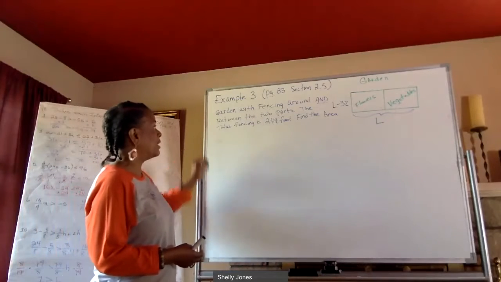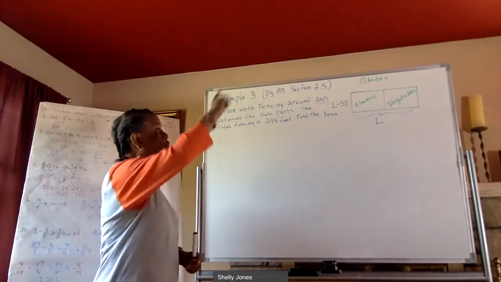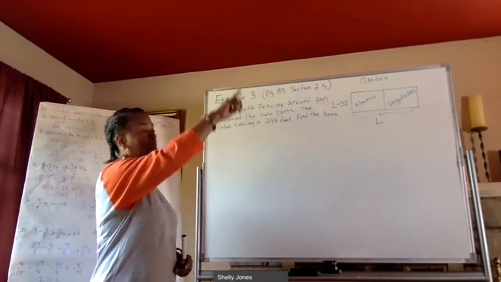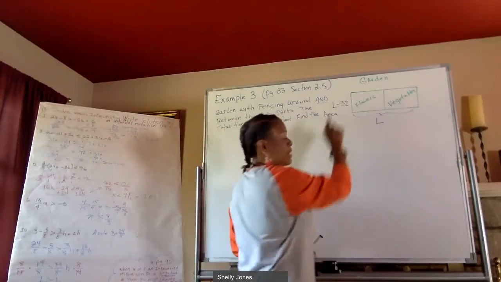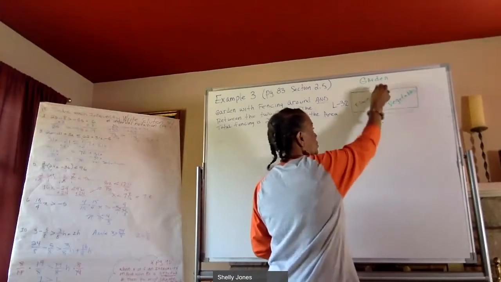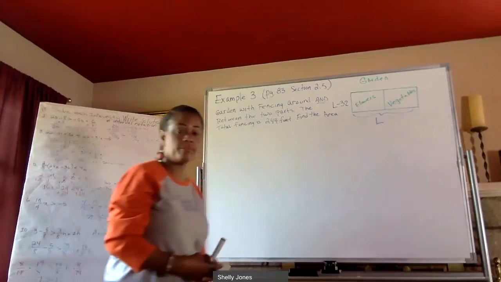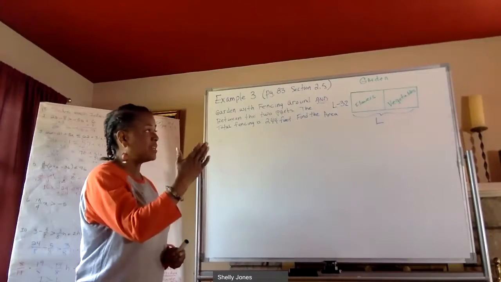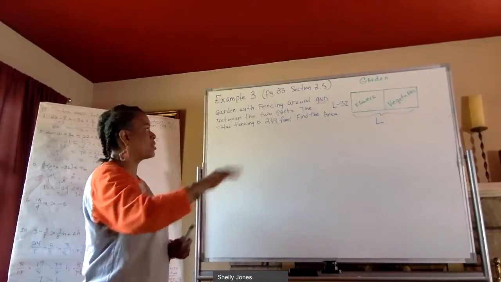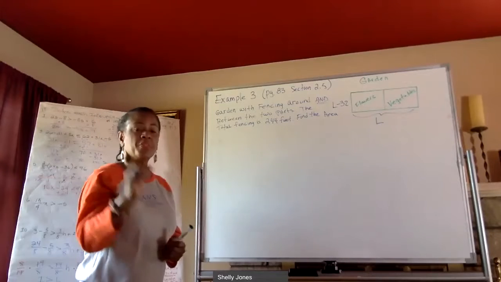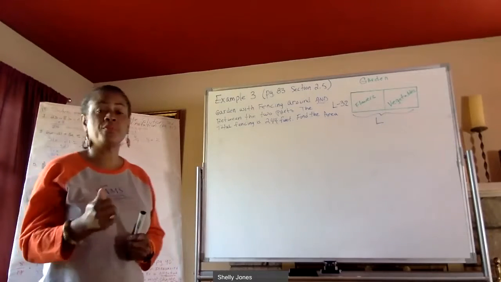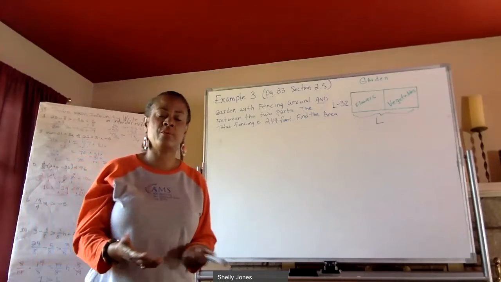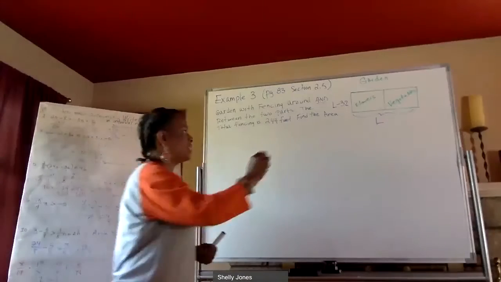So I'll read it. The garden has fencing around it and between it. So there's fencing around, which would be my perimeter, and then also this one between it. So I have a fence there to separate the flowers from the vegetables. But the total fencing is 244 feet. Find the area. So first, I need to figure out this.